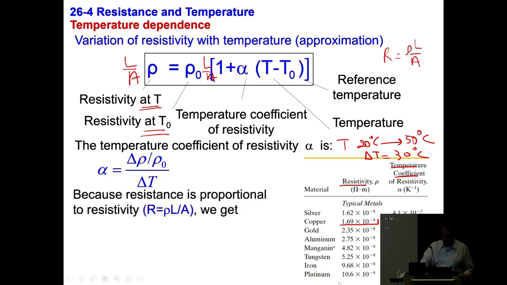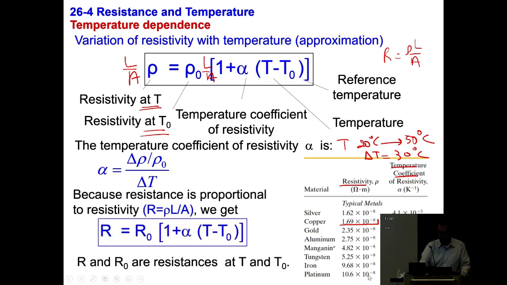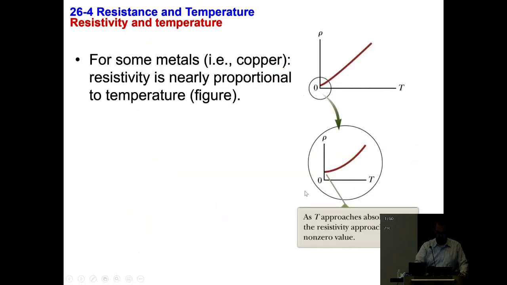Okay, so the next equation: if we apply it to resistance, we get the same equation. R is equal to R0 times (1 plus alpha times (T minus T0)). So the resistance of a material changes with temperature. And if we plot this, this is what we get. If we plot the resistivity versus temperature, and in this case it's in Kelvin. Okay, so this is 0 Kelvin.